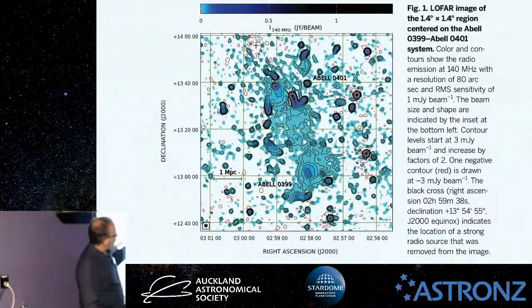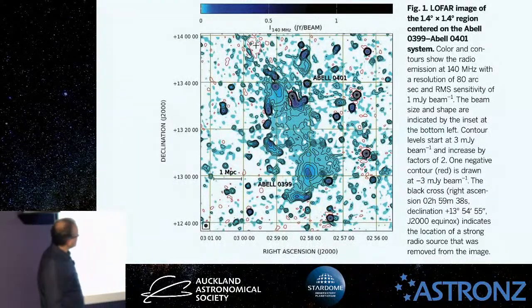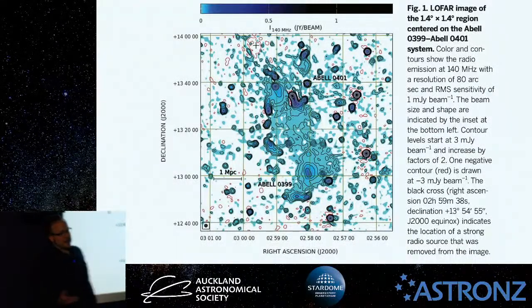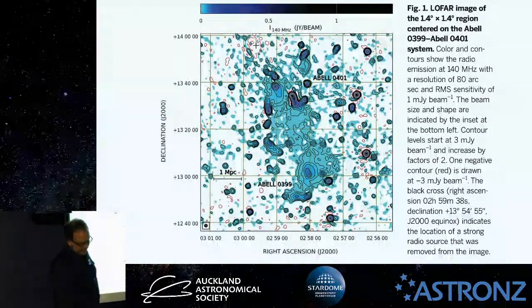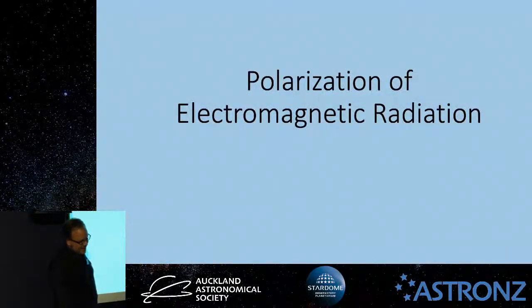These fields are quite weak in comparison. They would be measured in micro-Gauss, so that would be about 1 million times weaker than the magnetic field of our sun, for example. So magnetic fields are everywhere. Everywhere we look, we see them. And the main way we detect them is by measuring the polarization of the light waves, or the electromagnetic radiation.